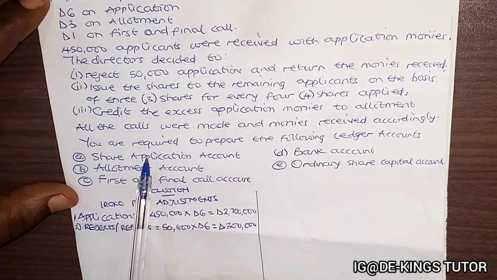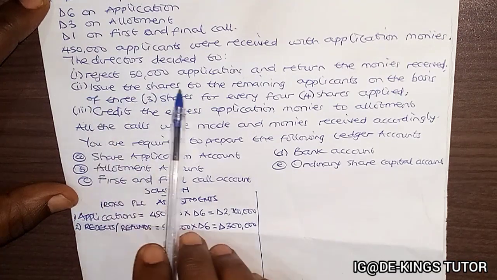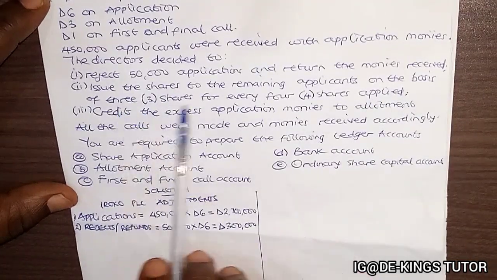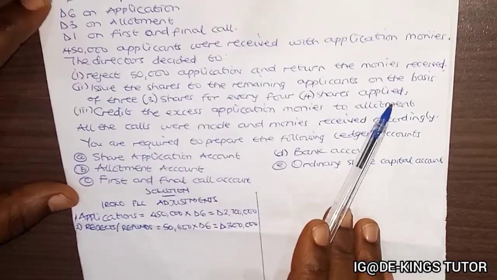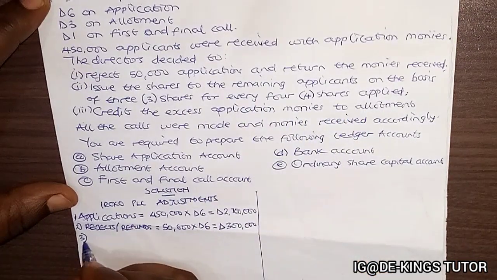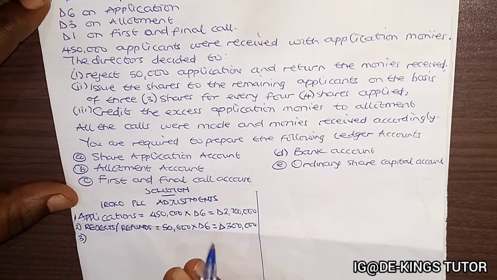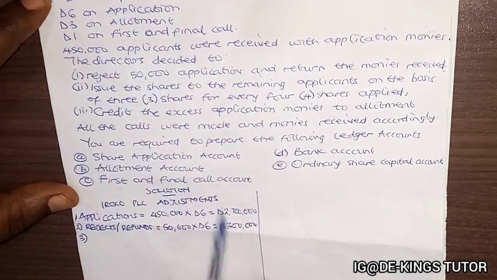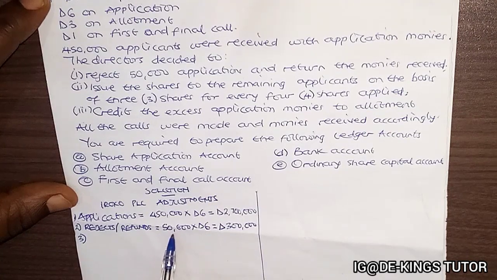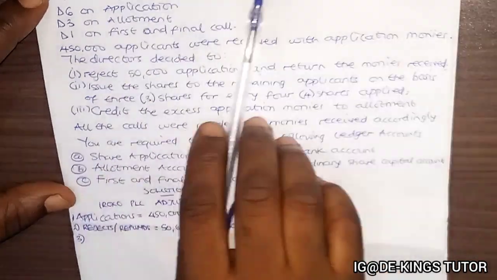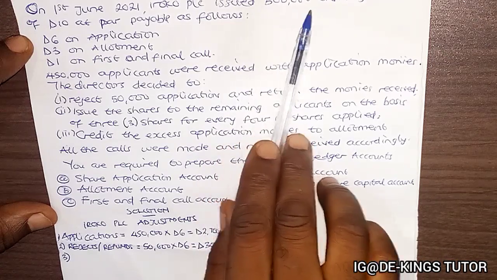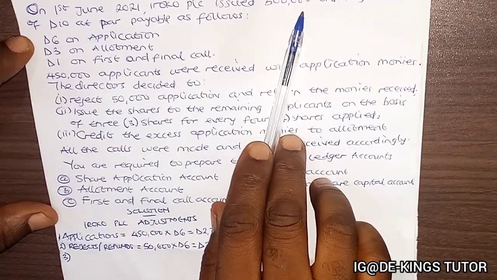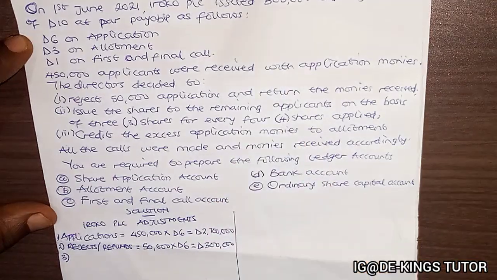And the next one, they issued the shares to the remaining applicants on the basis of 3 shares for every 4 applied. That's on a pro rata basis. So the third is the application on allotment, the application that was allotted. Now, 50,000 applications were refunded. Now remember, they said they issued 300,000 shares. This is their issued share capital, 300,000.